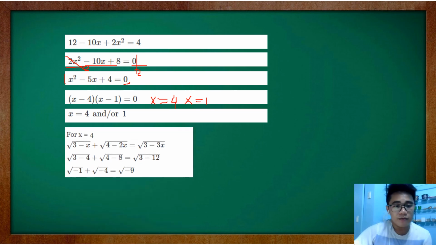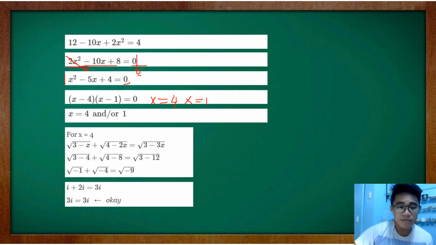So, if our x is equals to 4, i-substitute po natin yan. So, yung x magiging 4, yung 2x magiging 8, yung 3x is magiging 12 if sinubstitute natin. So, what will happen is we have negative 3 minus 4, 4 minus negative 8, 3 minus 12. So, we have square root of negative 1 plus the square root of negative 4 is equals to the square root of negative 9.